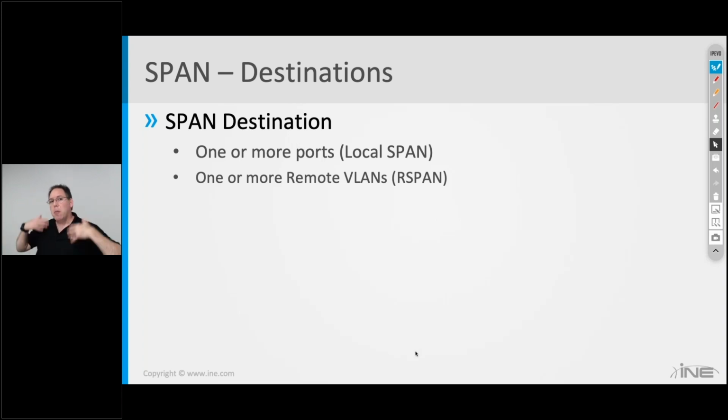You might have multiple reasons why you want to see this captured traffic on different interfaces, because you have different devices connected which have different objectives, different reasons why they want to monitor the traffic. A SPAN destination could also be a remote VLAN. We'll talk about that when we get into RSPAN.